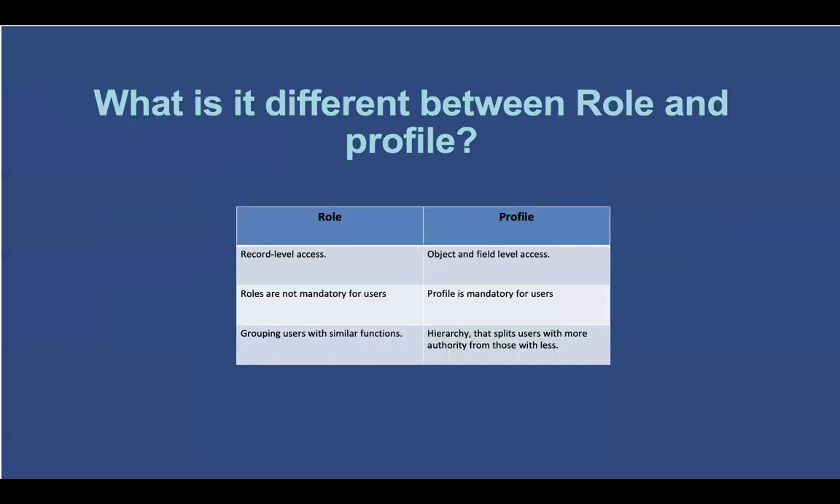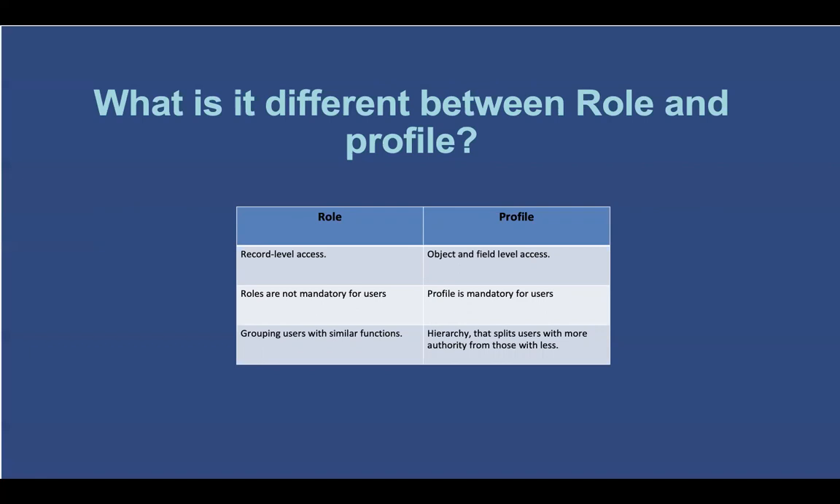The next follow-up question is, what is the difference between a role and a profile, right? So clearly you need to demarcate that roles are for record level access, profiles are for object and field level access. Roles are not mandatory for users, while a profile is mandatory for a user, and you cannot create a user without a profile. Then users kind of group similar functions, right? So I think I probably wrote it wrongly here. So grouping users with similar functions is profiles, and then the hierarchy that splits users with more authority from those with less is the roles.